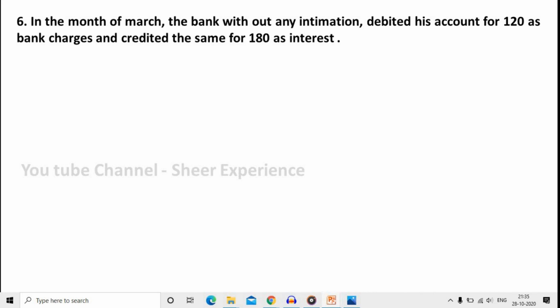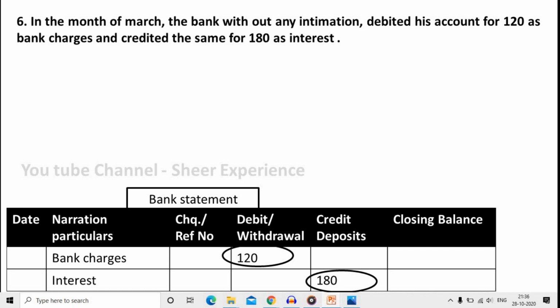Here the transaction says March. So we are preparing bank reconciliation statement as on 31st March. So we can consider this transaction. It says the bank has debited his account. That means bank has deducted some amount from a bank account. That is 120. So this 120 will appear under withdrawals or debit side of the bank statement. And the transaction says credited the same for 180 as interest. So 180 is appearing on the credit side of the bank statement.